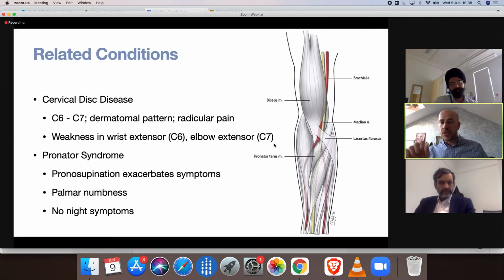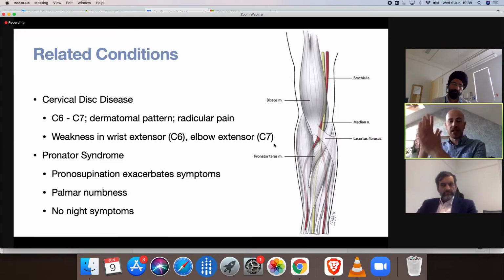Pronation and supination often exacerbate the symptoms. Patients with more proximal lesions will have numbness in the palm. We'll talk about the anatomy in a second, but the palmar cutaneous branch exits before the carpal tunnel, and more proximal lesions will lead to numbness in the palm rather than just in the digits. Patients also don't tend to have any nighttime symptoms with more proximal lesions.